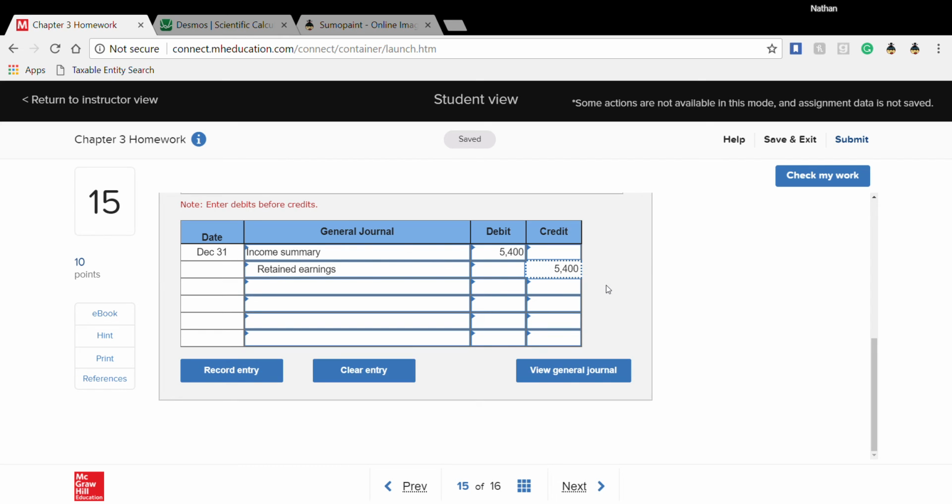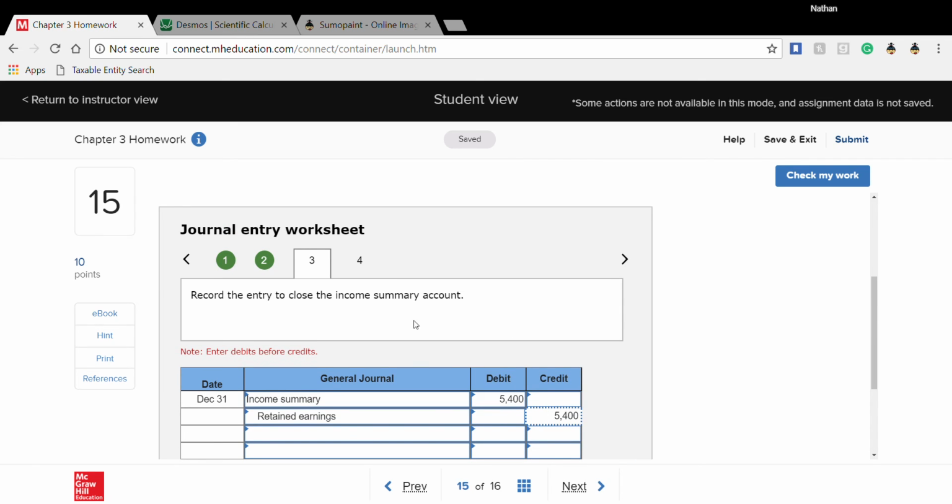Okay, now closing entries are the hardest little part, adjusting and closing, so make sure you do know this chapter inside and out. It will help you out in the long run.